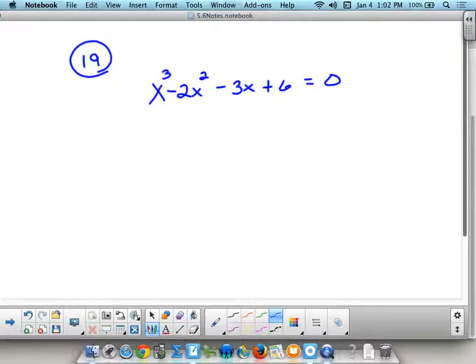X cubed minus 2x squared minus 3x plus 6 equals 0. Okay. P's over Q's or factor by grouping. You guys should be drooling right now going, this is so easy. That's grouping, isn't it? You should be thinking this is so easy. You're gonna trick question us, though. Don't do P's over Q's or else you're wasting your time.